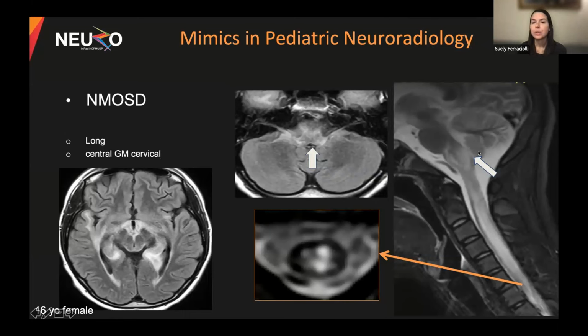Got it. So yeah, this is the area postrema. This is where you should look in the bulb for the lesions related to NMOSD. And when you have the myelitis, usually it's long, it's transverse, and you can have these bright spots. So you have some focal areas of higher signal in T2 that are these bright spots, usually seen in NMOSD, and this helps us to think about NMOSD.